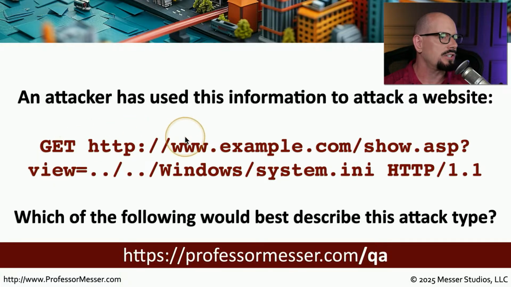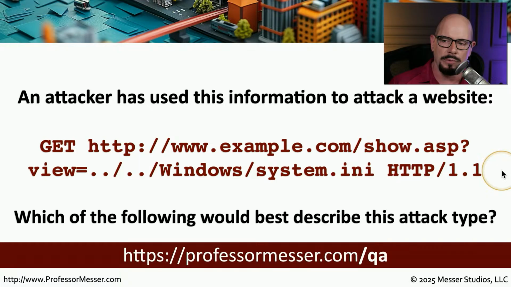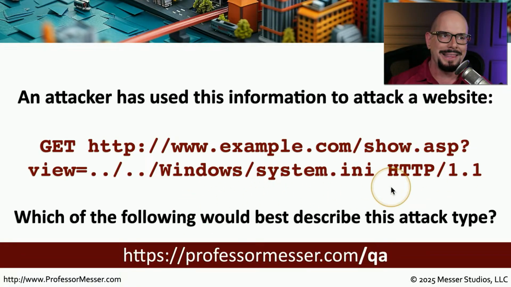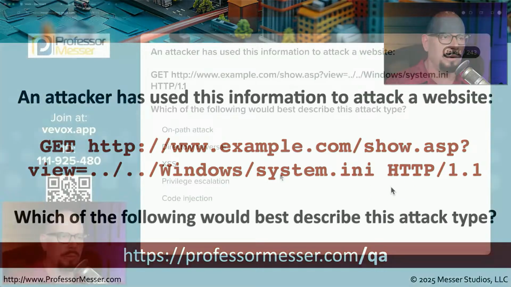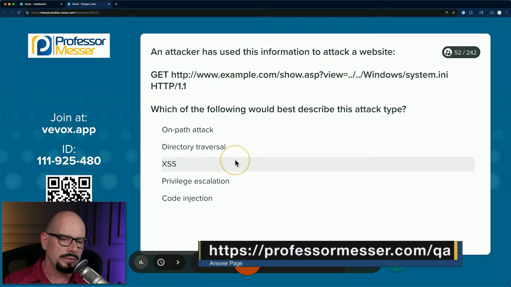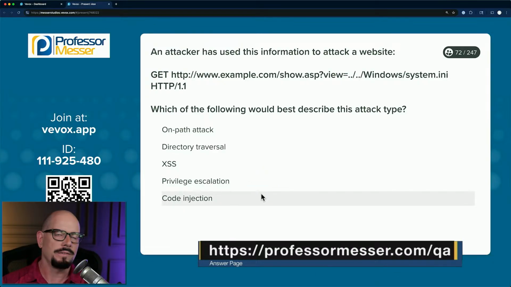GET http://www.example.com/show.asp?view=... /windows/system.ini HTTP 1.1. That's a lot to go through, so I spelled that out for the folks on the podcast side. My question is, which of the following would best describe this attack type? Let's see if we know what that is. Is it an on-path attack, a directory traversal, XSS, privilege escalation, or code injection? We have a few to choose from here.